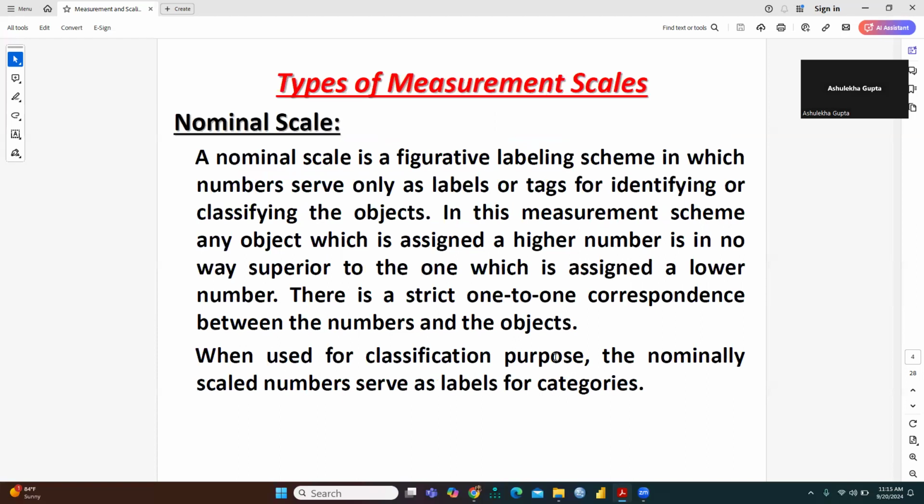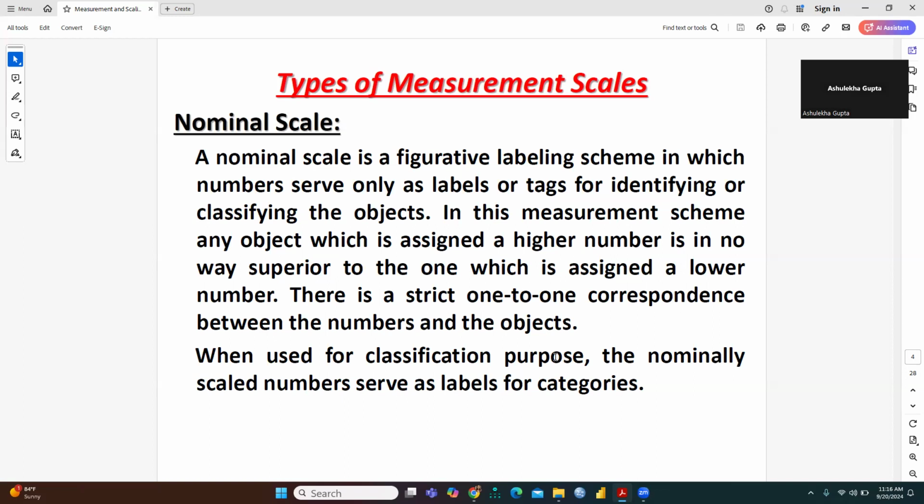There are some types of measurement scales. Number 1 is the nominal scale. We use these scales at the time when people are filling in the questionnaire. But before using these scales, we should have a clear idea about what a nominal scale is, what an ordinal scale is, what an interval scale and a ratio scale are, and which scale we are going to use for what kind of analysis.